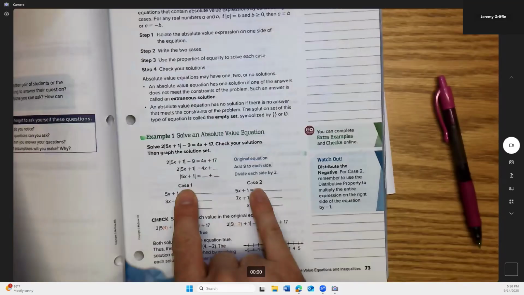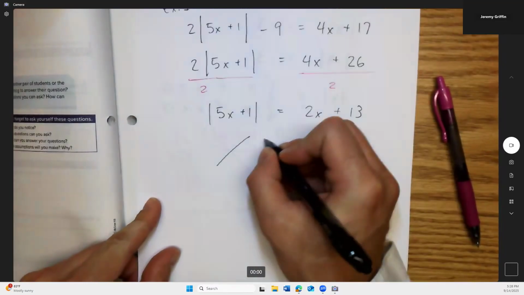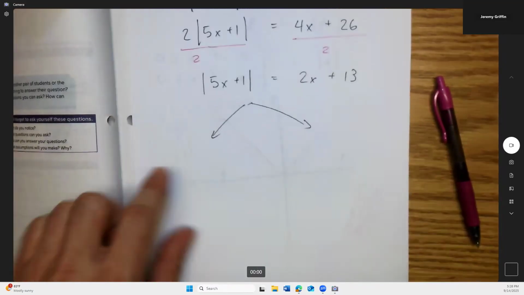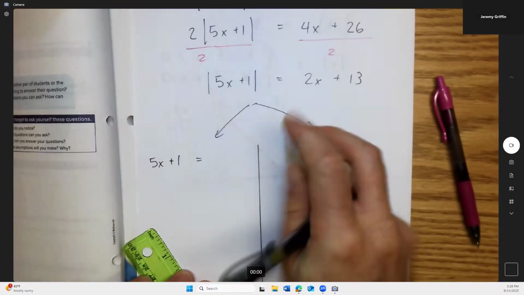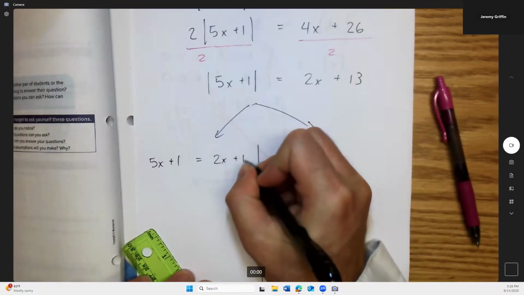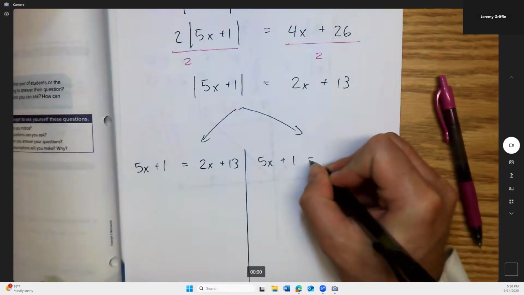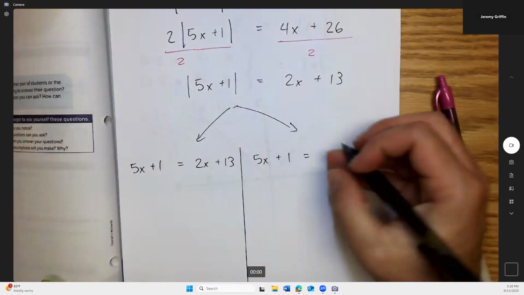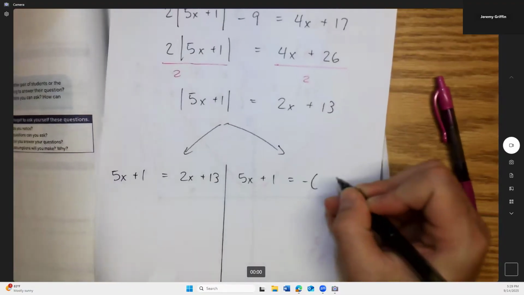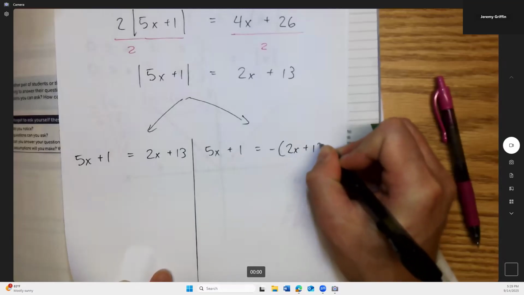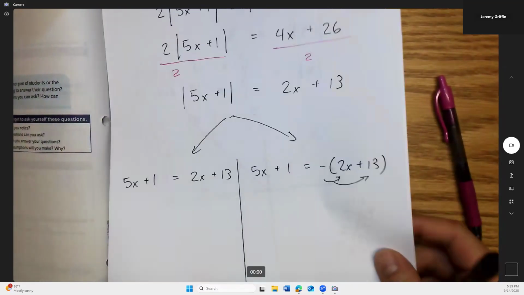Now, here's where it splits into a case 1 and a case 2, because all this inside stuff, the 5x plus 1, is going to split two ways. That 5x plus 1 itself might be 2x plus 13, and that could go on to solve for x. But that 5x plus 1 might also be the negative of all this over here: negative, and then 2x plus 13. That could also be true. Then I have to distribute this negative. Now, play the rest of this out and see if it works.